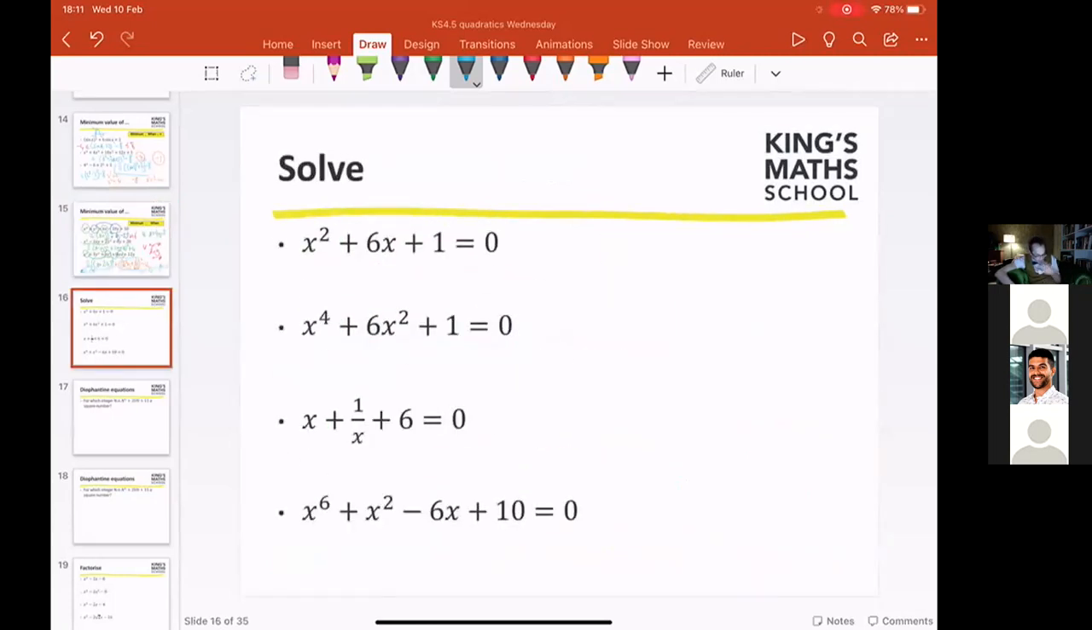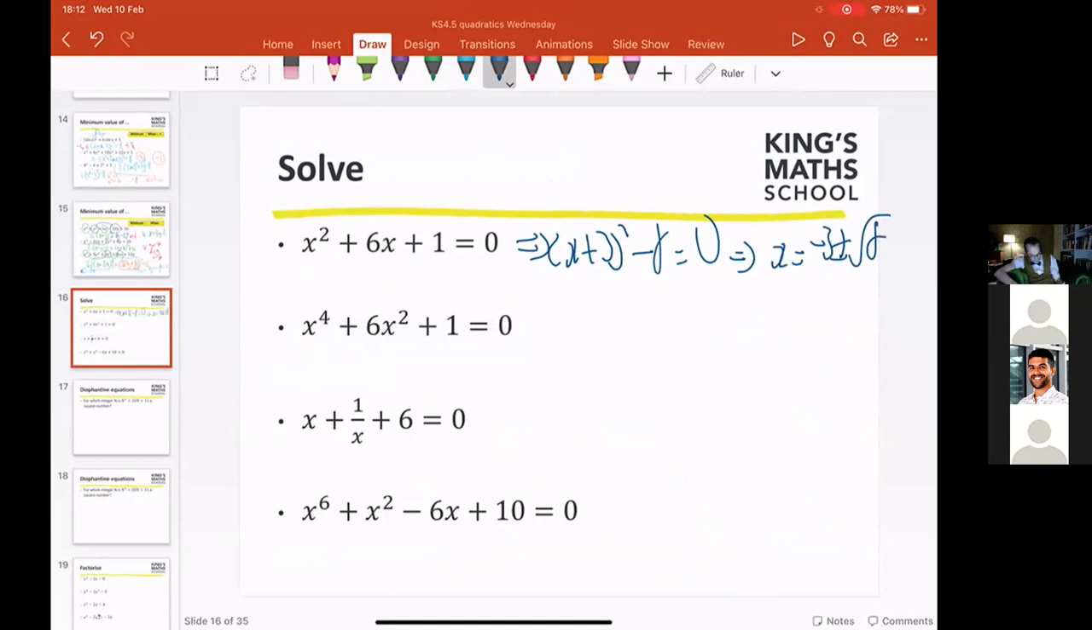Okay, solving then. So let's crack on and solve. How do we solve? Oh, just complete the square. So the first one is nice and straightforward. So we've got x plus 3 all squared, subtract 8 is 0. And so we get x is -3, add or subtract √8. Fine, no problem.